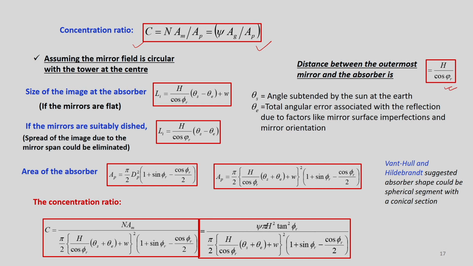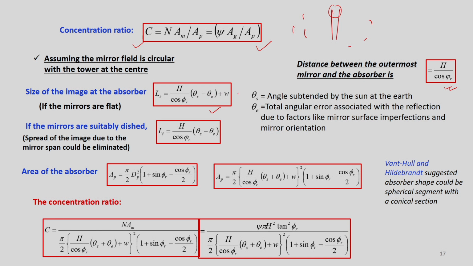So, when we are interested in investigating the size of the image at the observer, then we must make an assumption. The assumption is that the mirror field is circular with the tower at the center. So, all the mirrors are there and the tower will be at the center, and the receiver will be at the top. If the mirrors are flat, then the size of the image at the observer can be expressed by Li, which is nothing but h by cos of phi r times (theta s minus theta e plus w).